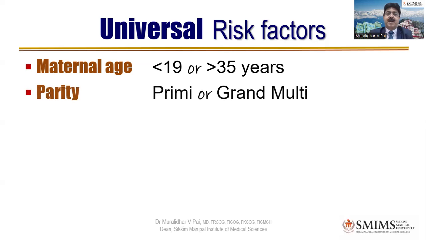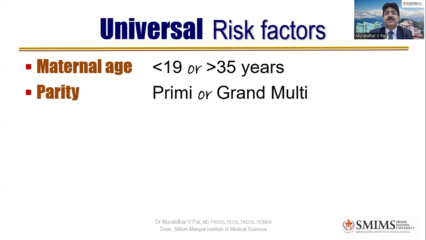Parity, primi gravida and grand multi. Again, extremes of parity. Primi gravida, we know, is high risk because of so many reasons, many problems like preeclampsia and preterm labor, difficulty in delivery, CPD. These are all very common in primi gravida. Again, in grand multi, the problems like transverse lie, postpartum hemorrhage, and malpresentations. These are very common in grand multi.